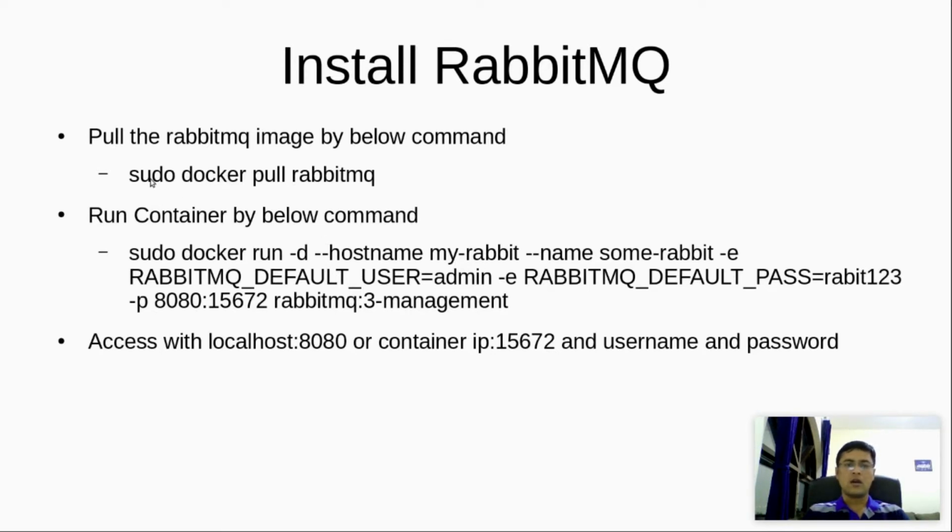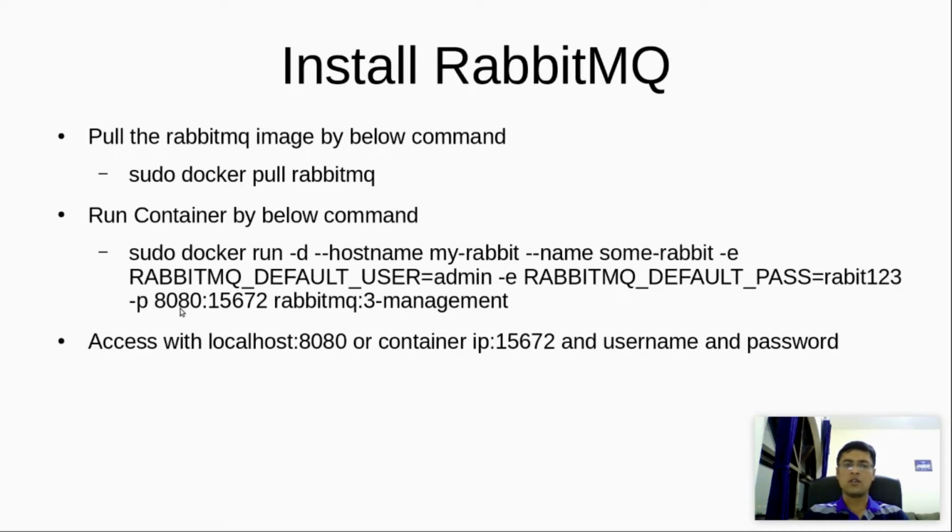This will pull the RabbitMQ image from the Docker Hub, and this will start the RabbitMQ container with this port. I have mapped the port because this is the RabbitMQ port, and as I am running RabbitMQ in a Docker container and I want to access it from the browser also, I need to map that port.